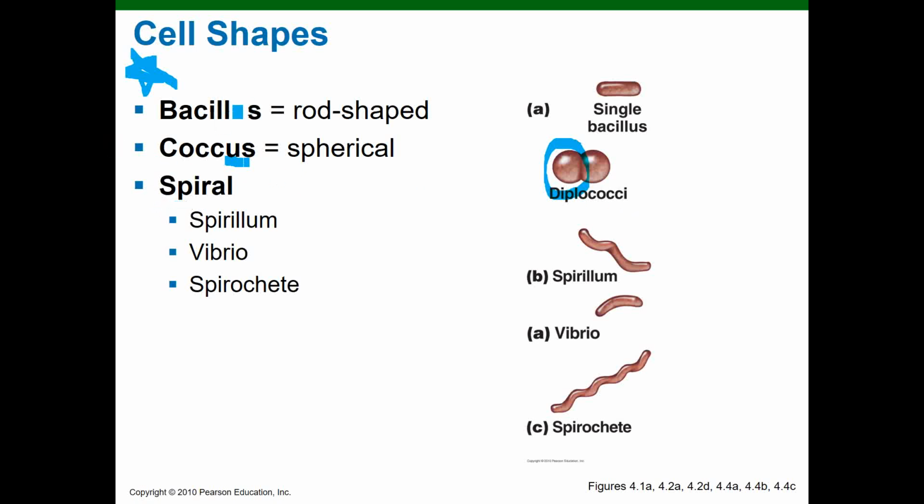And then in addition to rods and spheres, bacteria can also come in spiral shapes. So we have a couple different terms we can use to describe those spiral shaped bacteria: spirillum, vibrio, or spirochete. And then you'll also sometimes see coccobacilli bacteria. Those are ones that are going to be more football-y shaped. It's kind of a tweener. So we say it's a coccobacillus.